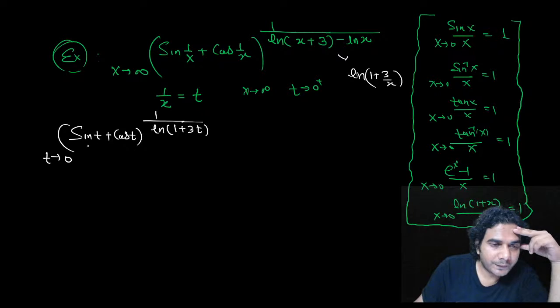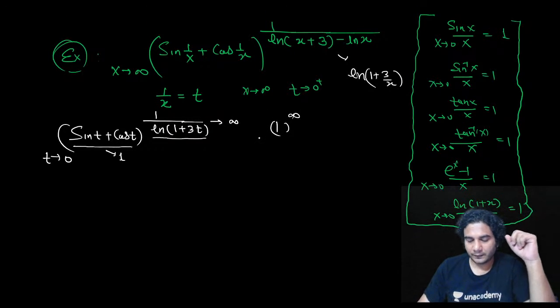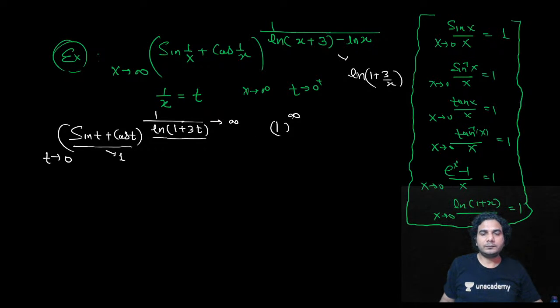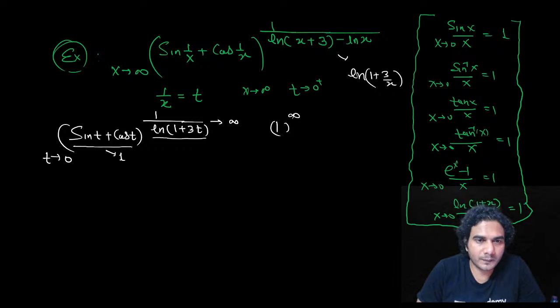Now see, if t is approaching to 0, this is approaching to 1, this is approaching to 1, and this is approaching to ln 1 which is 0, so 1 upon 0 is infinity. So overall this is approaching to infinity. So now you can see it as 1 raised to infinity form. Now try to do it. See if you're getting any answer.